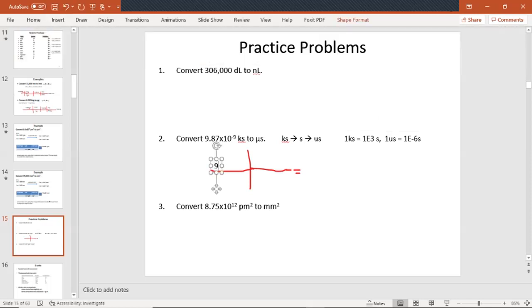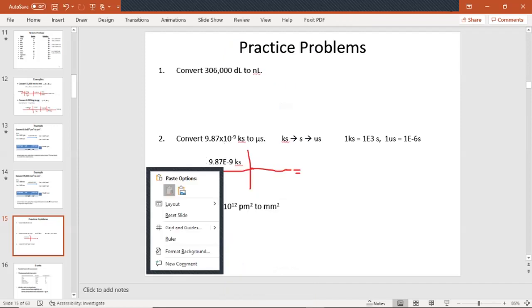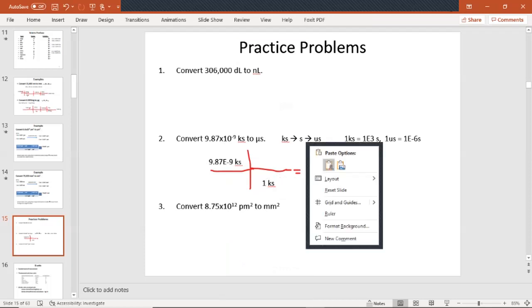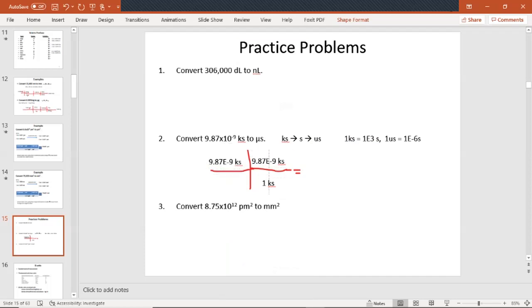So we have 9.87 e to the negative 9. This is kiloseconds. So since we're starting with kiloseconds and our conversion of kiloseconds to seconds, we put kilosecond on the bottom. So 1 kilosecond and 10 to the 3rd seconds.